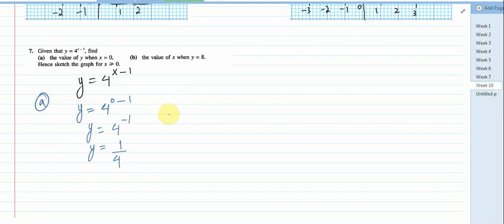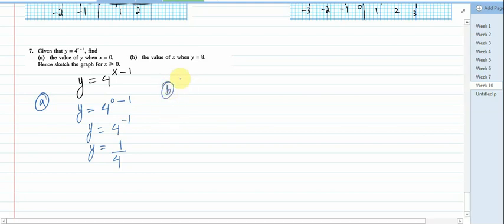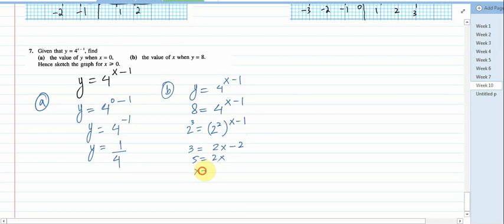Alright, so for part B, it says find the value of x when y is 8. So we have y is equal to 4 to the power x minus 1. Y is 8, so it will be 8 is equal to 4 to the power x minus 1. So what is 8 basically? 8 is 2 to the power 3, and what is 4 basically? 4 is 2 to the power 2, and the whole power x minus 1 as it is. So if we equate the powers, it will be 3 is equal to 2x minus 2, and 3 plus 2, it's 5 is equal to 2x, and x is equal to 5 divided by 2. That is your part B answer.